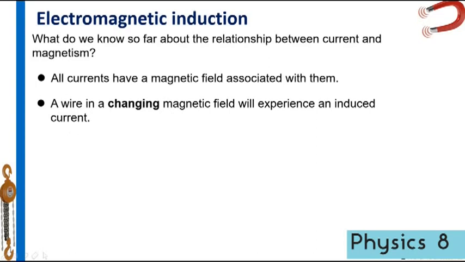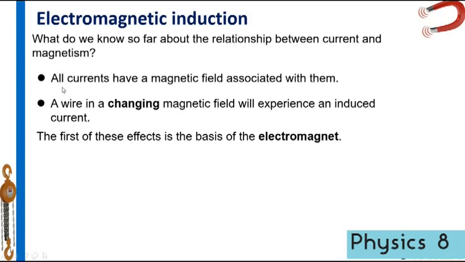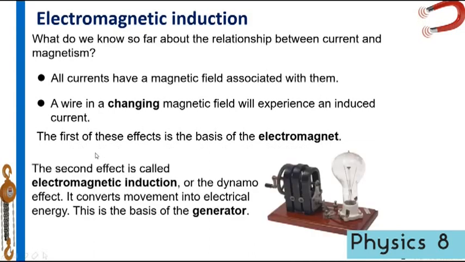So in other words, the wire before will not have any current flowing through it, but once you place it in a magnetic field which is changing, then you will see current flowing through the wire. So going back to the first point, all currents have a magnetic field associated with them. This is the basis of what we call electromagnets. And the second fact, that a wire in a changing magnetic field will experience an induced current, this effect is called electromagnetic induction.